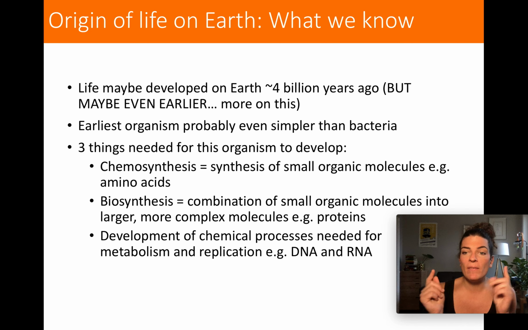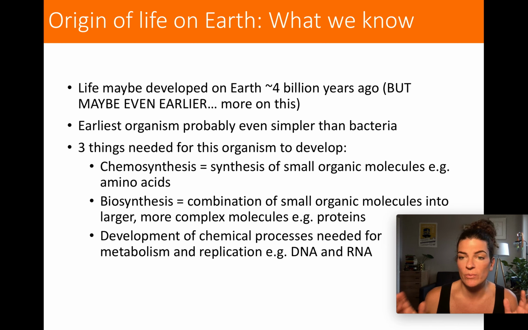Okay, once you have that chemosynthesis, once you create that amino acid protein strip, then you need biosynthesis, which is the combination of these smaller amino acids into longer molecules, which we then would actually call full proteins instead of just strips of amino acids. So you put all these amino acids together, you get a protein. And then if you have enough proteins that come together, then you get the development of the chemical processes needed for metabolism and replication, which is essentially the formation of the first DNA and RNA.